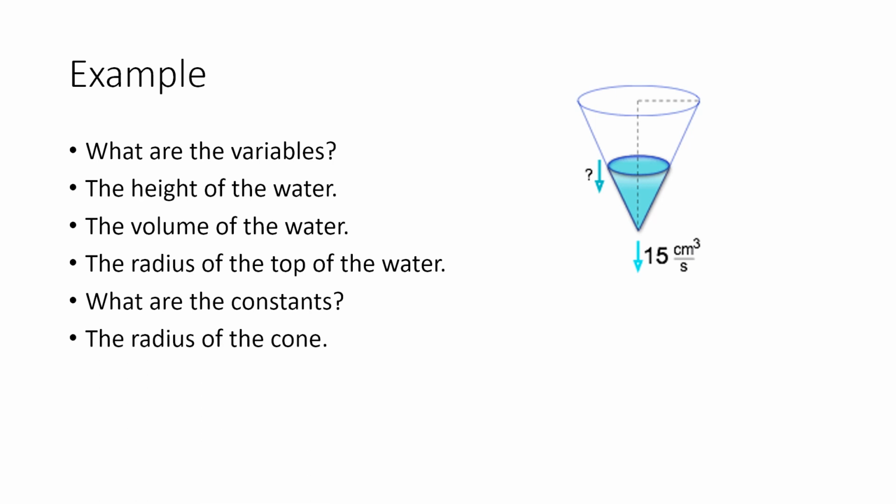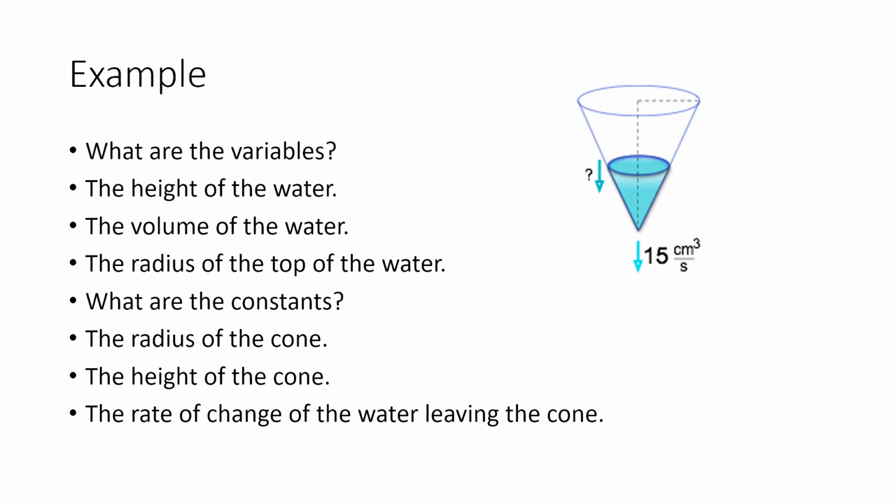The radius of the cone was initially fixed. The height of the original cone was also fixed. It was given to me in the problem. And the rate at which this water is coming out is fixed. That's not changing over time. It has no t in it. It's exactly 15.